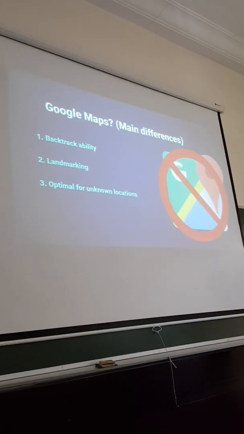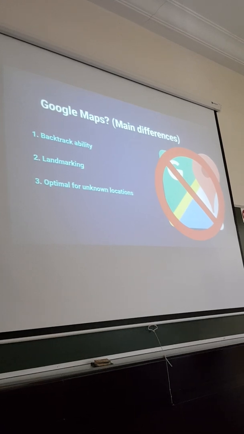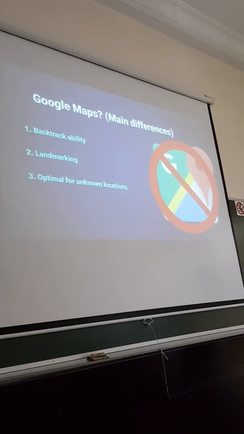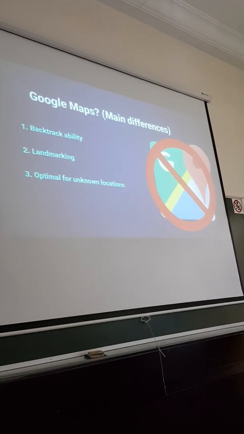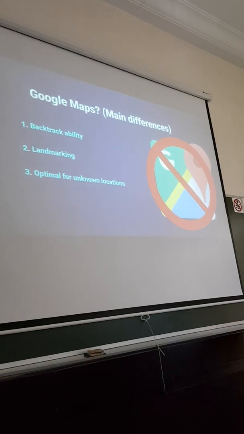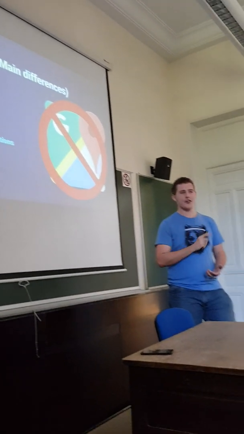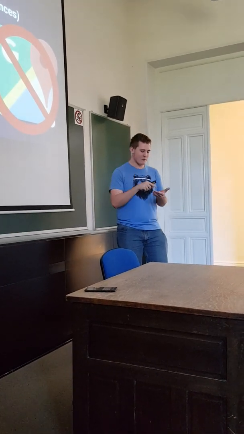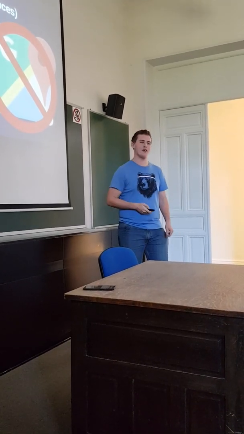Why isn't it Google Maps? Why should you not use Google Maps? Because my app, unlike Google Maps, allows you to backtrack. Because with Google Maps, in order to get back to where you originally were, you have to know where you started. You need to know the exact location. With my app, you don't need to do that. You just need to set a home point. And whenever you want to go back, you just look at your map. Oh, it's there. And then walk back to your point.